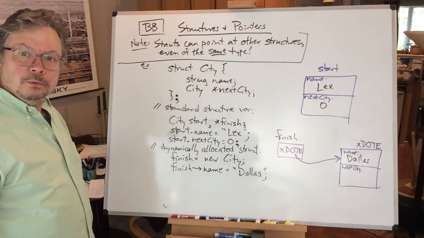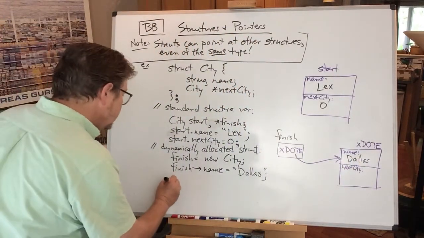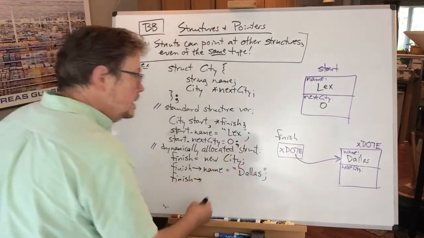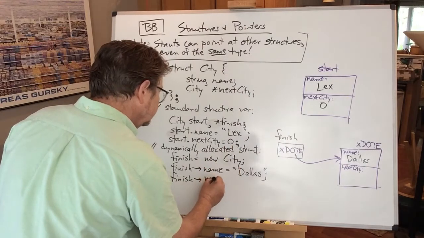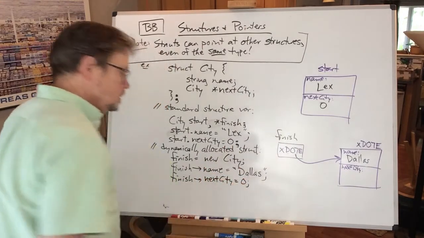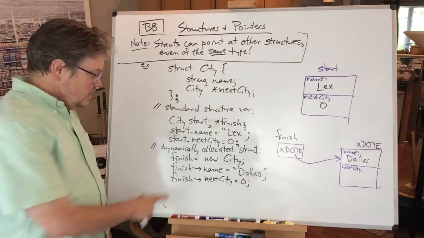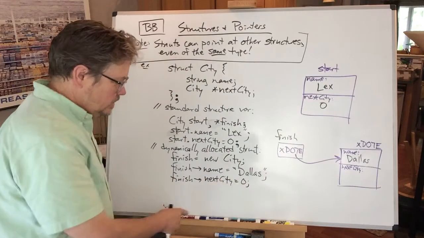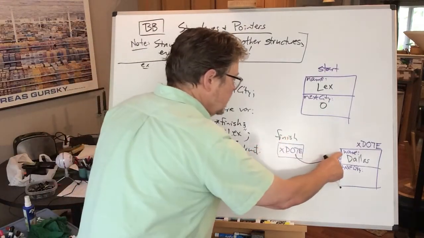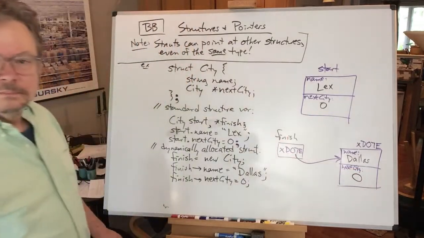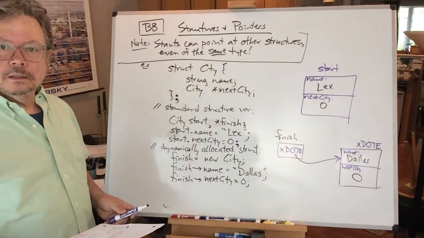Wasn't that fun? Want some more? Let's go. Finish arrow next city equals 0. Let's try it. Finish, follow the arrow, find the next city, put a 0. Done and done.